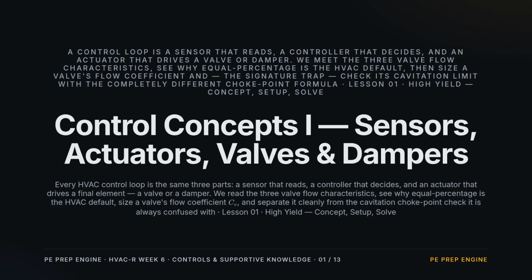We'll read the three valve flow characteristics, see why equal percentage is the HVAC default, size a valve's flow coefficient, and the trap this whole lesson turns on. Keep that sizing completely separate from the cavitation choke point check.